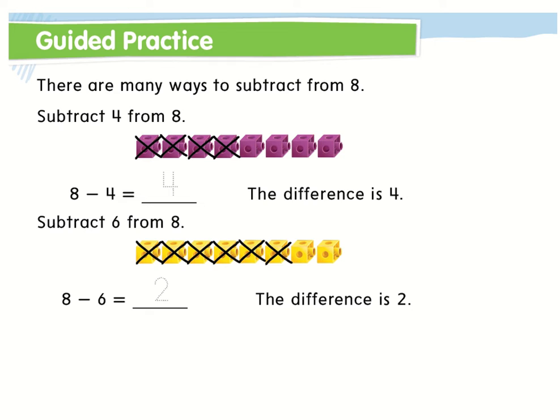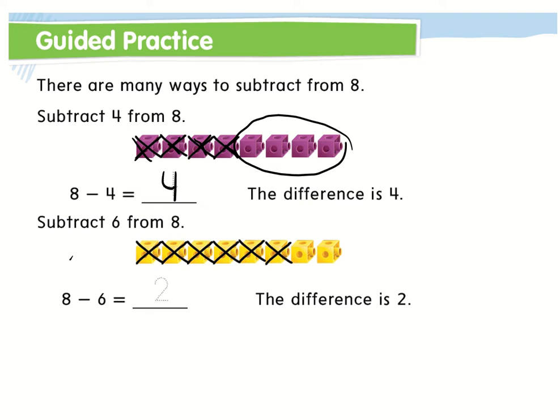And there are many ways to subtract from 8. This first one that we're going to work on is subtracting 4 from 8. If we take a look up here, they drew 8 pieces, or at least they have 8 pieces up top. And we can see that they took 1, 2, 3, 4 of them away. And then we have 4 left. So the difference is 4. That's another way of saying what 8 minus 4 is. There's a 4 cube difference between those two.